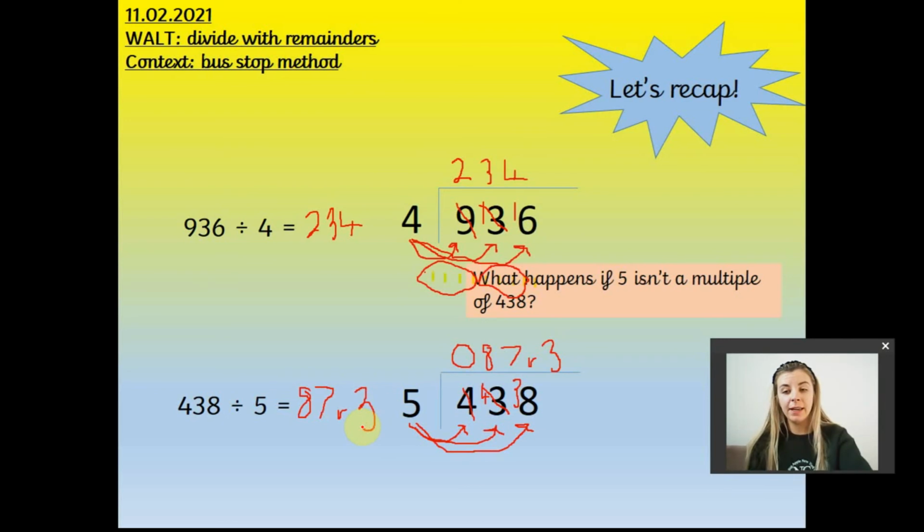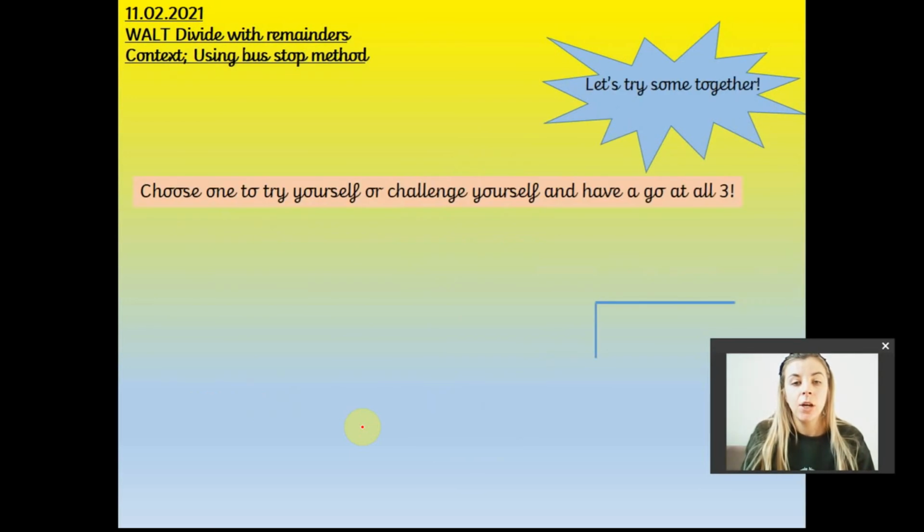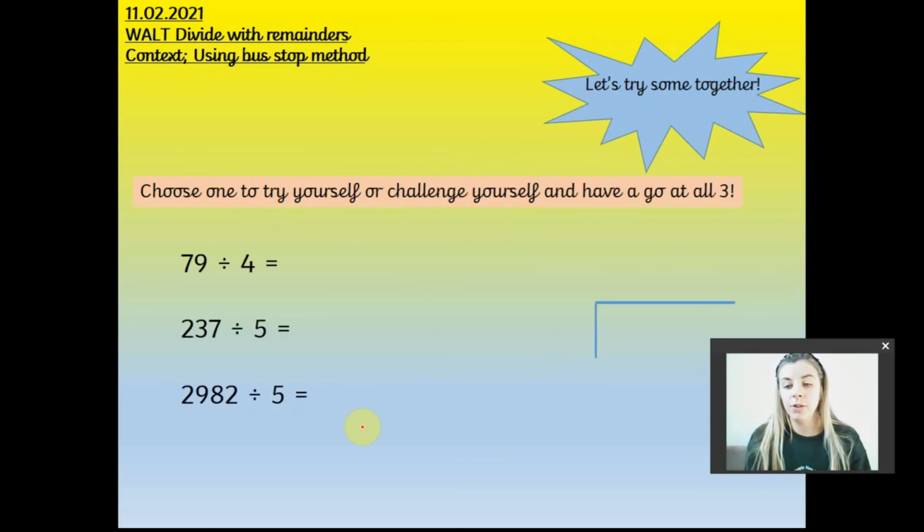Now hopefully that made a little bit of sense to you guys. If you find that too tricky, don't worry, you can still have a go with A. I think A doesn't have many remainders, so you can just have a go at that, and it uses smaller numbers. So you've got 3 questions here. What I'd like you to do now is, if you're feeling confident, pause me here and have a go at one of the questions. If you're feeling a little bit unsure, have a go at just the first question. If you're feeling like you want a challenge, have a go at all 3.